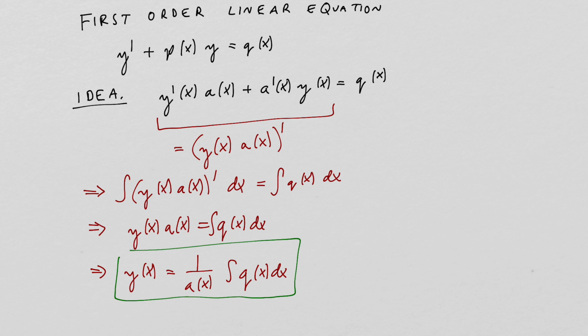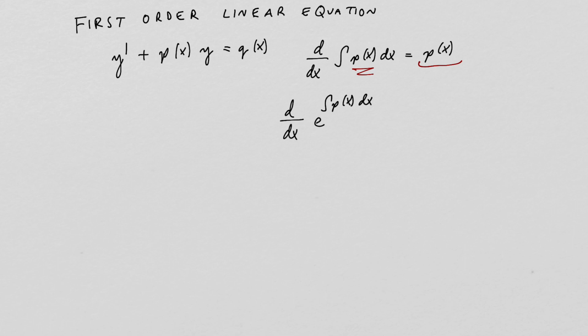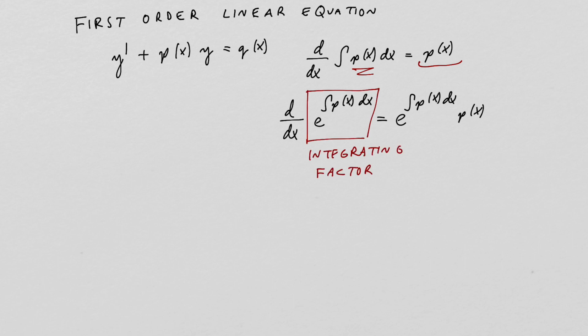The next realization is that we can always arrange the left hand side to look like this. The derivative of the integral of p would be p. The derivative of the exponential of the integral function of p would be this function here. It happens to be so that this function is very useful now. It is called the integrating factor.